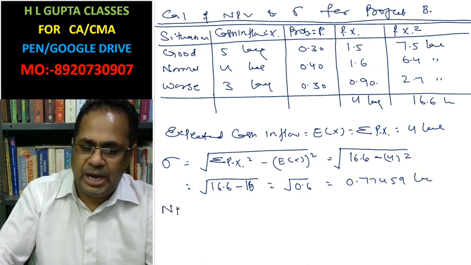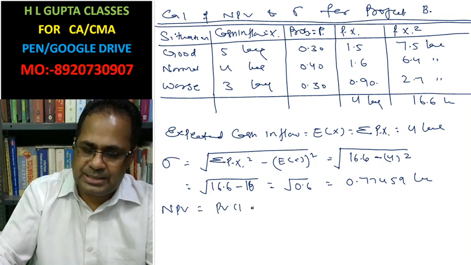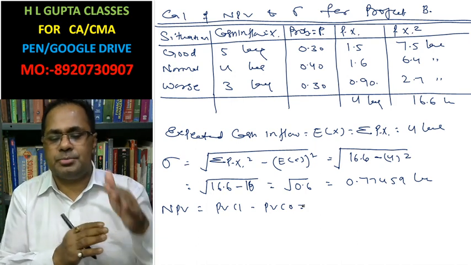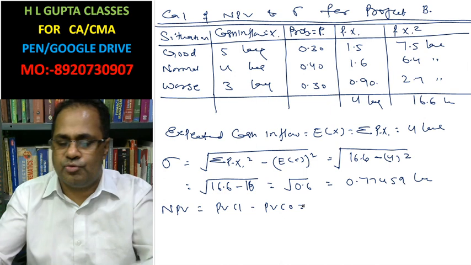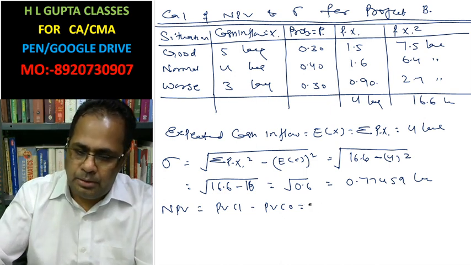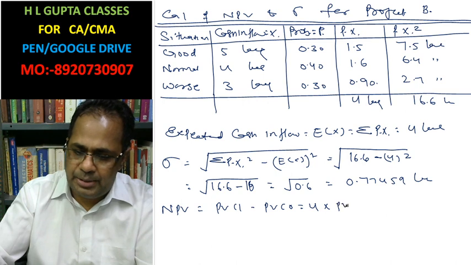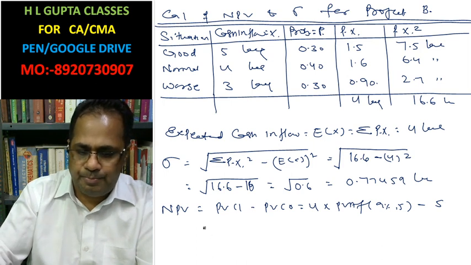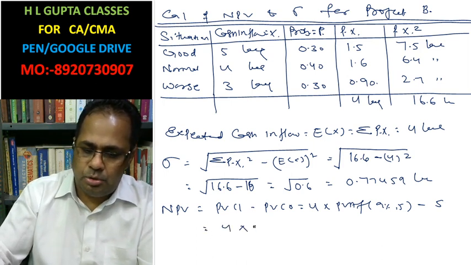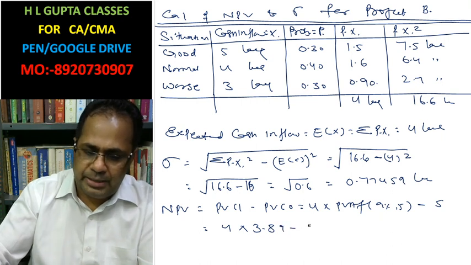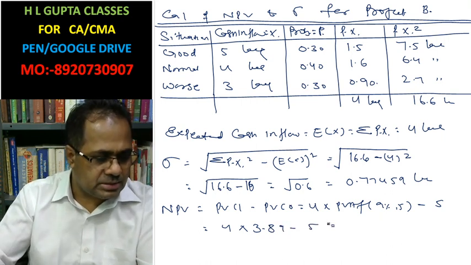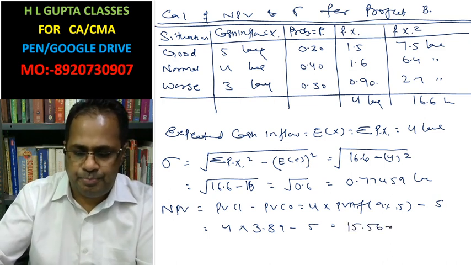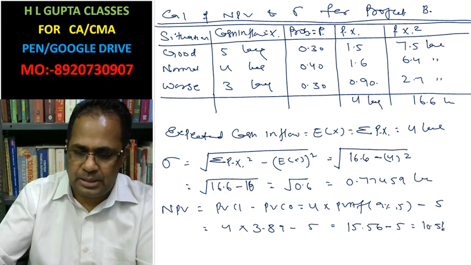Net present value: we have to calculate the present value of cash inflow minus the present value of cash outflow. Net present value will be the same because of the same expected cash inflow and same outflow. So 4 into the present value annuity factor at 9% for 5 years, minus the outflow of 5 lakh. 4 into 3.89 minus 5 lakh. This is the same. 15.56 minus 5 is 10.56 lakh.